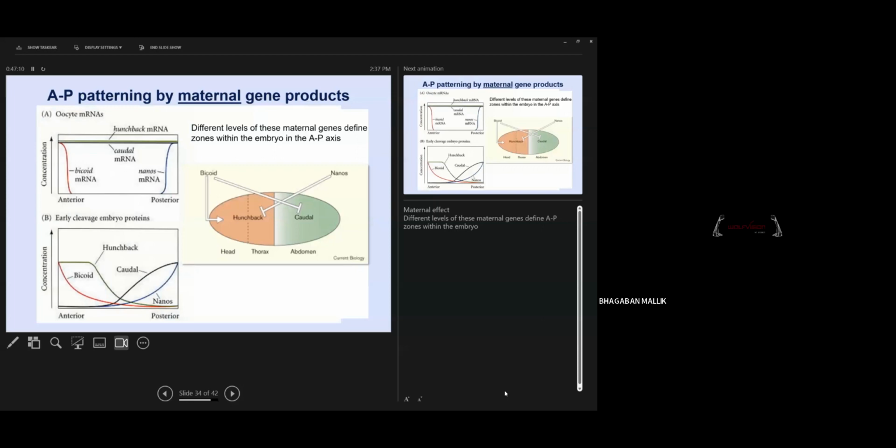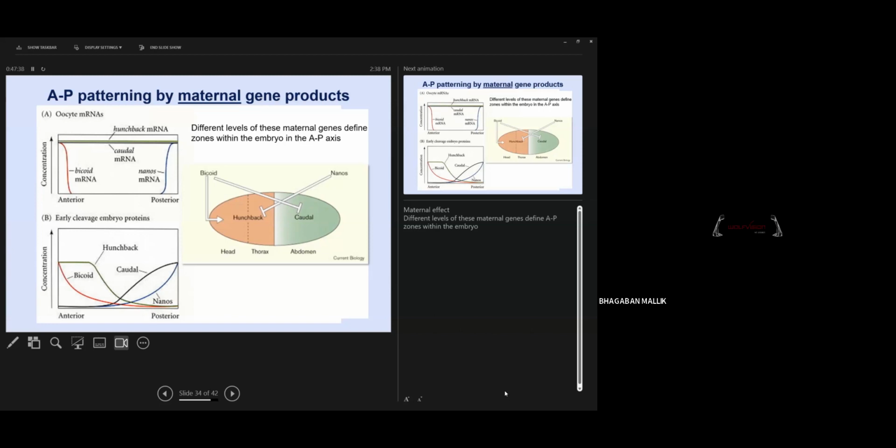So here is the graph showing the expression of different mRNAs at different stages of development. This is the oocyte mRNA. This is the oocyte stage, and this is the early embryo stage. In the oocyte stage, you have higher expression of bicoid in the anterior side, and higher expression of nanos in the posterior side, and for hunchback and caudal there is no change in the expression.